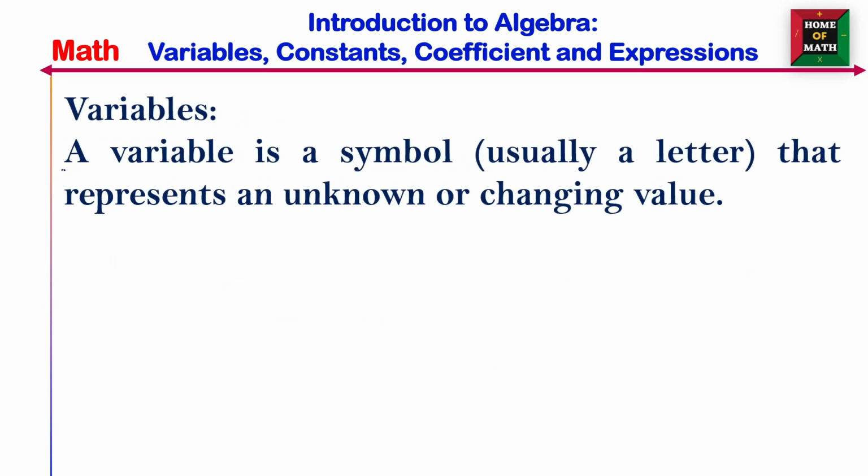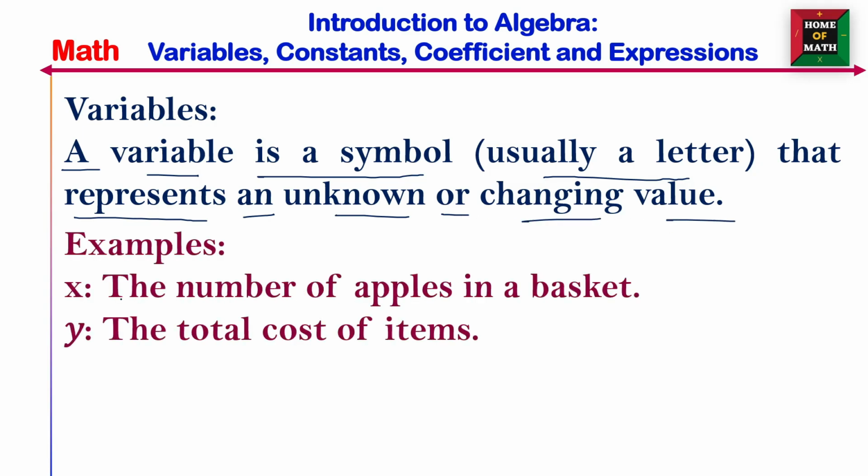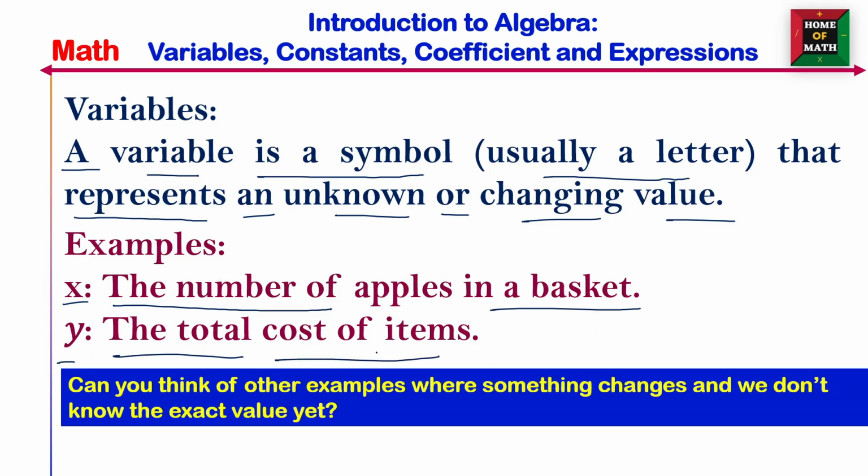Variable. A variable is a symbol, usually a letter, that represents an unknown or changing value. Suppose x, which is a letter, is the number of apples in a basket. Y, the total cost of items. Can you think of other examples where something changes and we don't know the exact value?